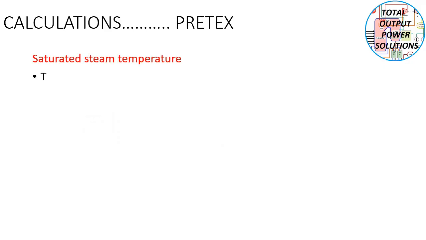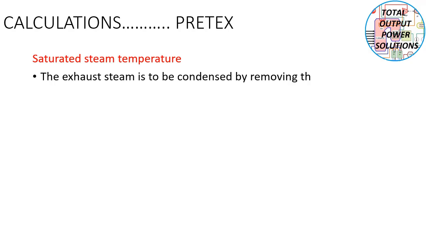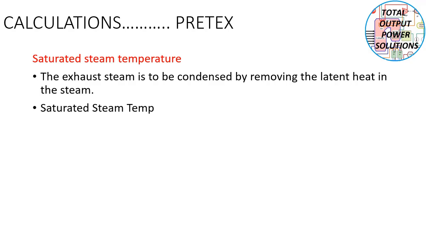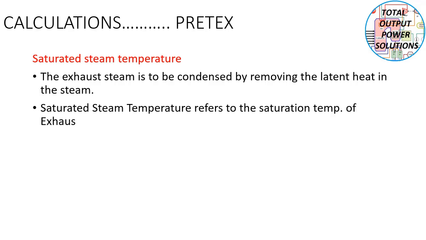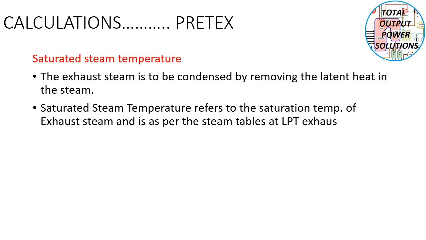Then we move towards the calculations. Now the pretext is saturated steam temperature. The exhaust steam is to be condensed by removing the latent heat of the steam. So the saturated steam temperature refers to the saturation temperature of the exhaust steam and is as per the steam tables at the LPT exhaust steam pressure.